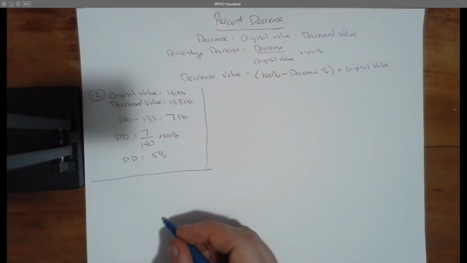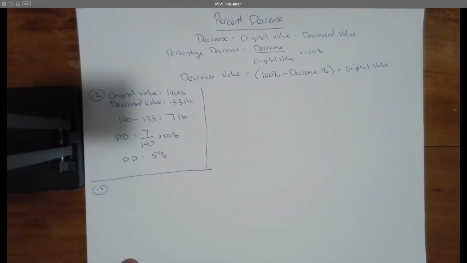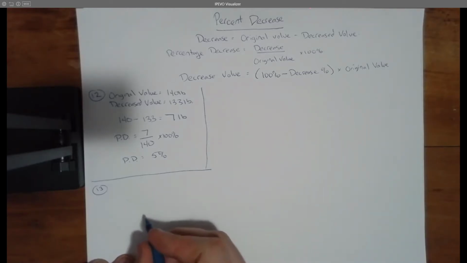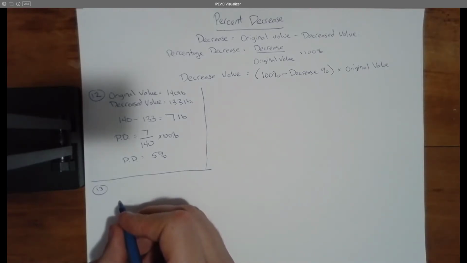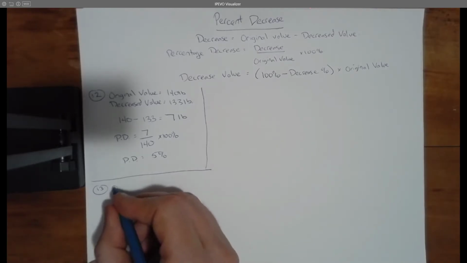Let's take a look at another example here. Let's take a look at example 13. Example 13 says the volume of an ice cube is 150 centimeters cubed. Its volume decreased by 23% after an hour. Find the volume of the remaining ice. So we're given the original value again.